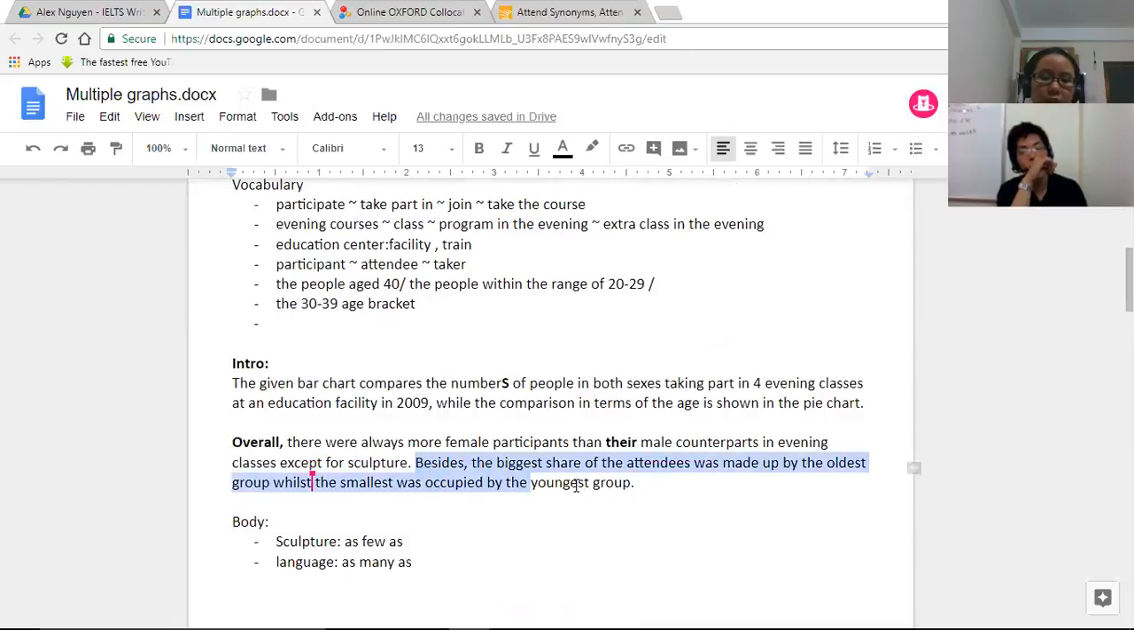Okay, I checked the grammar. Everything is fine here, but let's look at these two sentences together, right? Because when you write your essay, you have an idea for this complicated structure, right? But it's not always good to write a long sentence. That may take reading effort from the examiner.